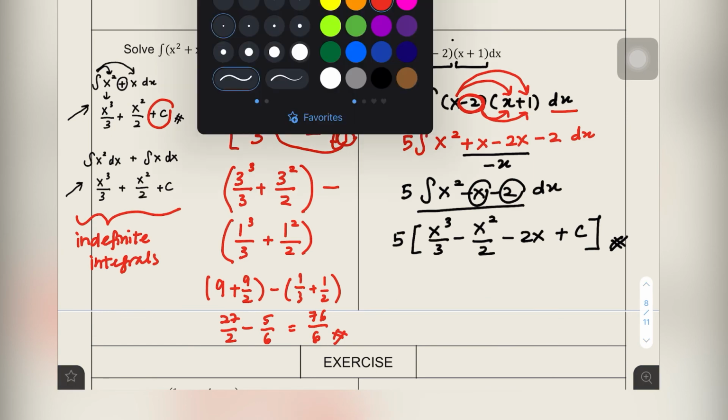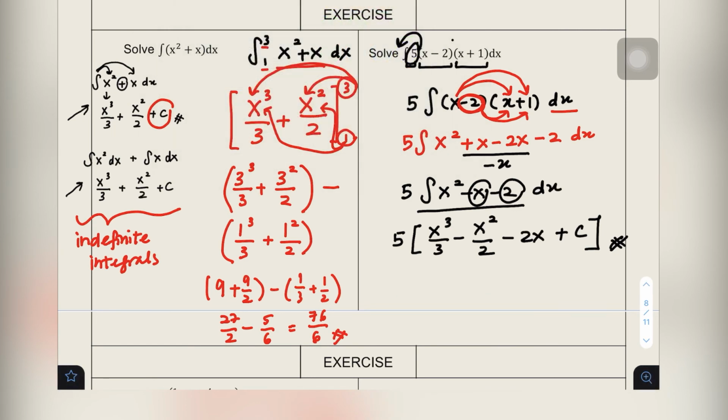So you can see the difference is in terms of the answer. If it is an indefinite integral, your answer would be in the form of an equation, but for a definite integral, your answer would be in the form of a value.